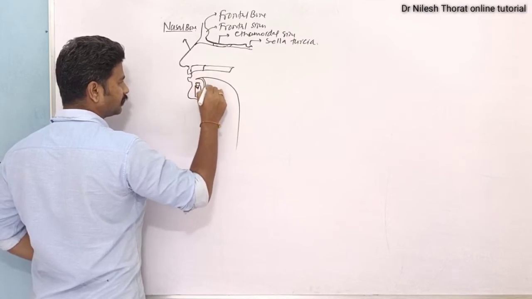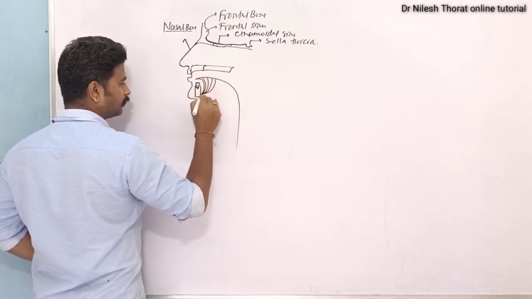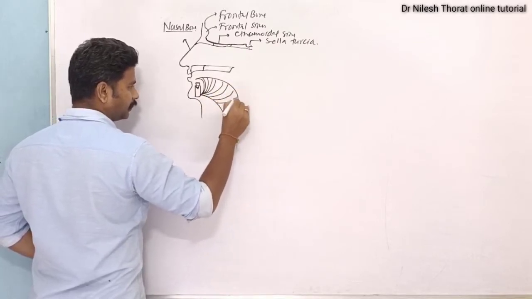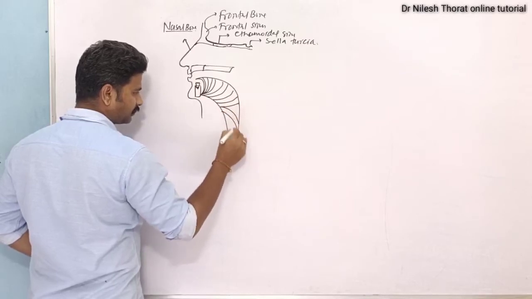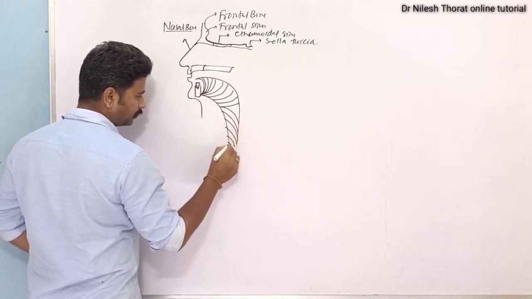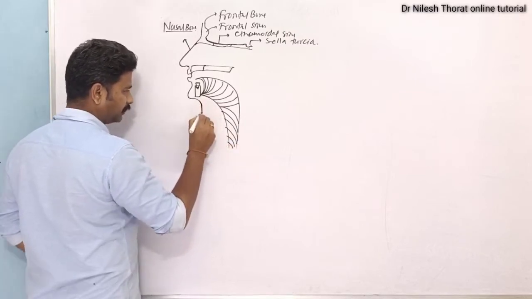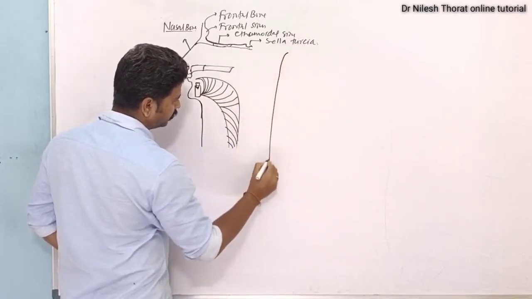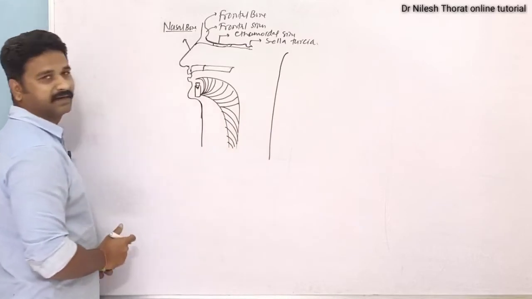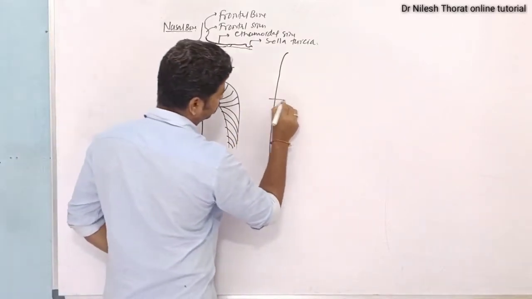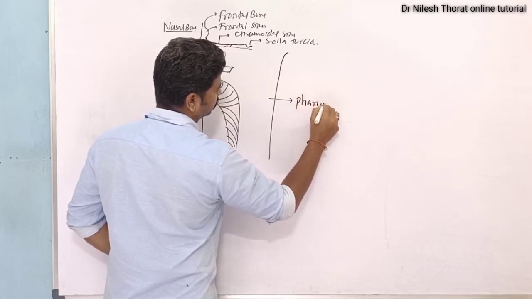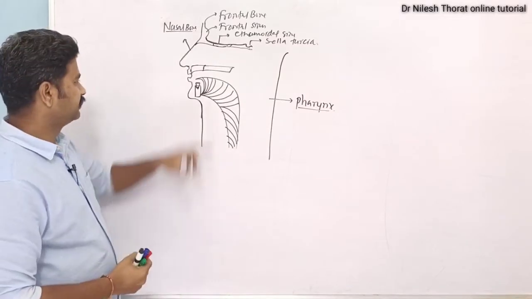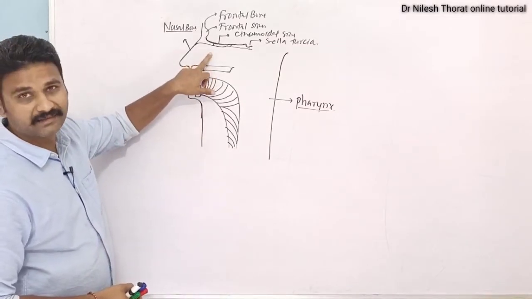This tongue will go into the pharynx. This is the pharyngeal portion of tongue, and this is the neck. Clear? So on this side this much area is the pharynx. So this is a pharynx that is forming a posterior wall of oral cavity. So this is oral cavity and this is a nasal cavity.